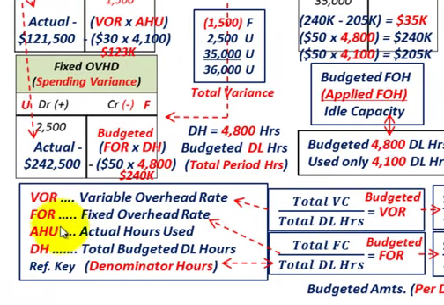So for our reference key that we're going to use, VOR stands for the variable overhead rate, FOR stands for the fixed overhead rate, AHU stands for the actual hours that are used, and DH stands for the total budgeted direct labor hours that we're going to have for the period. And those are referred to as the denominator hours because they are in the denominator of our formula to determine our fixed overhead rate and our variable overhead rate.